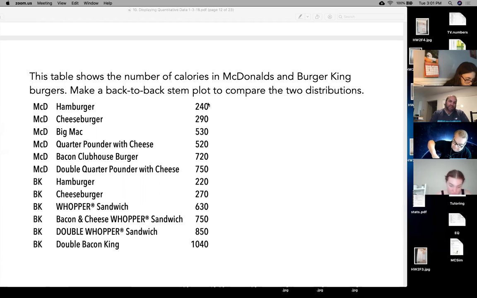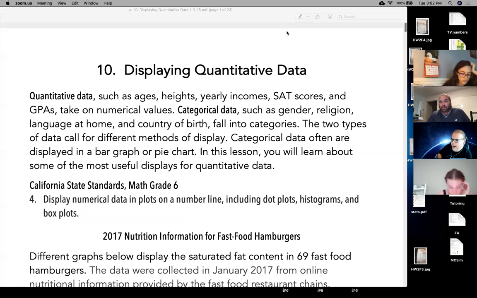Okay, so if it was 241 for McDonald's, we would have just left it like that. We wouldn't have written the one. If it was 241 from McDonald's, this would be very difficult because then the zero and the one would have been the leaves. And I'd have to have 24, 25, 26, 27, 28, 29, all the way through 104. I'd have just too many stems. So I would probably round to the nearest tens and do it this way. Make sense? Yes. Okay.